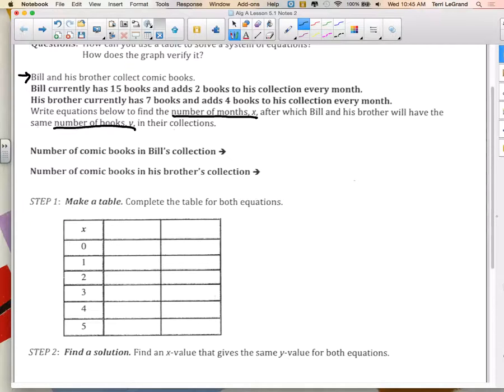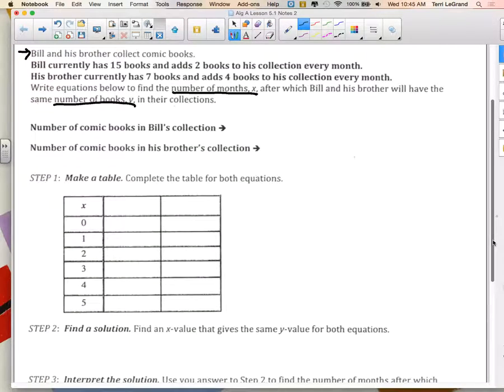What's their total number of books? But we're eventually going to find out after how many months they would have the same. Would it be after the first month, the 3rd month, the 10th month? When will that actually be? So given that y is going to be the total number of books each of them has, they're each going to have their own equation.